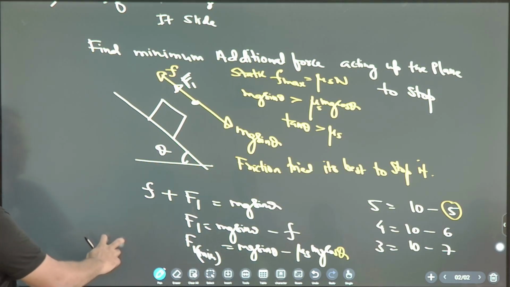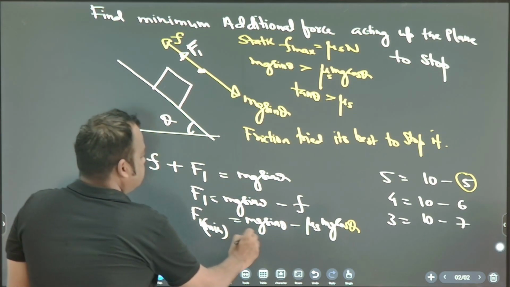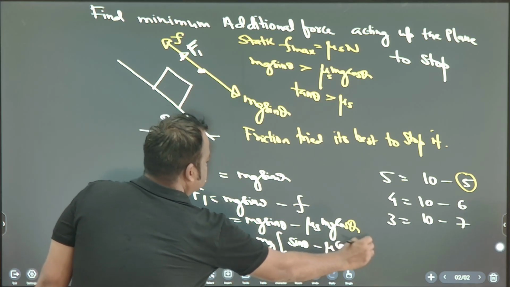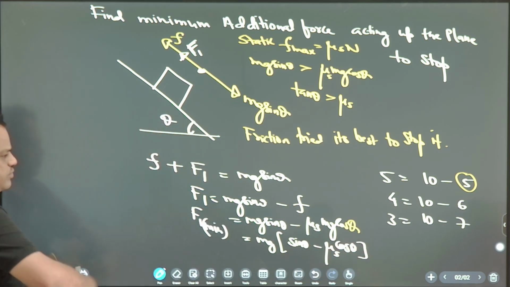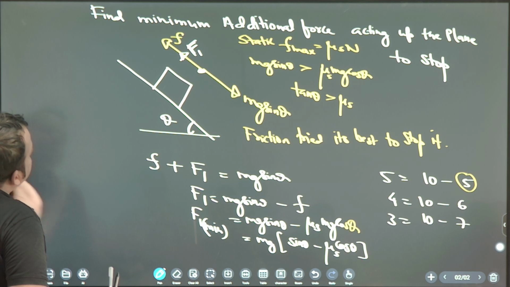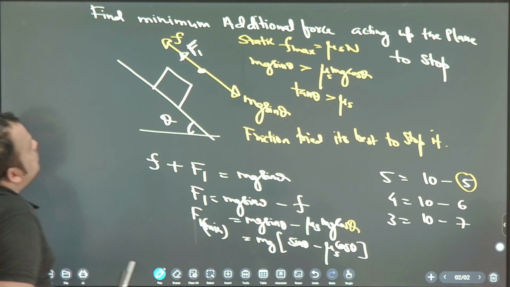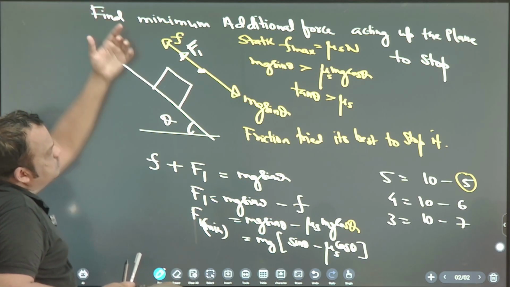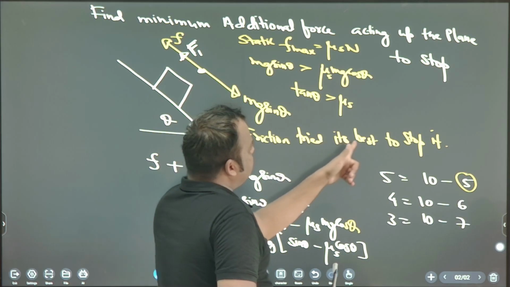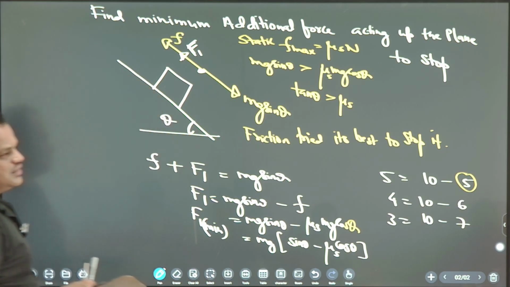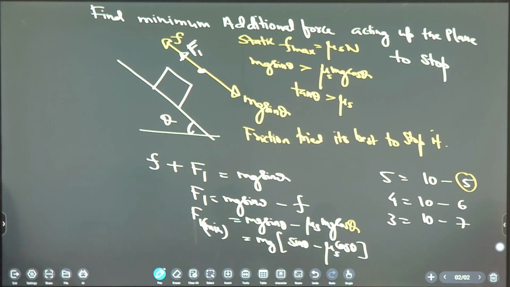Note down: mg sin theta minus mu mg cos theta. In your formula diary also you write this. What minimum force is needed to stop it? So mg sin theta is pulling down, friction is acting up, but friction is not sufficient. Friction tried its best to stop. So you have to exert some force.